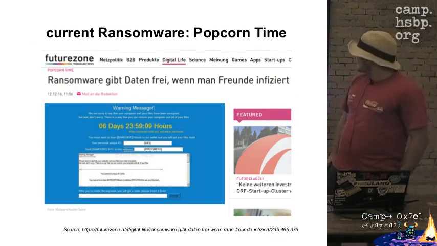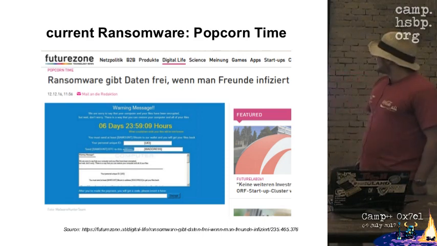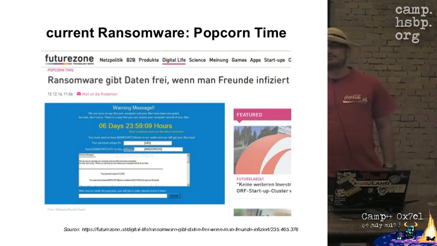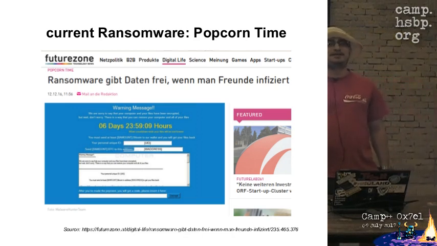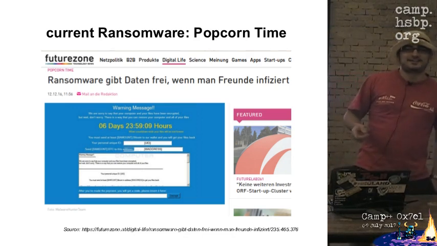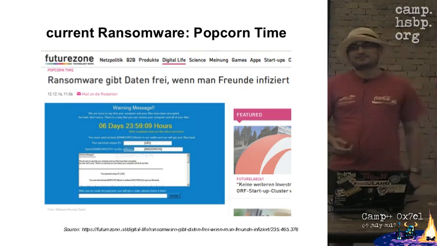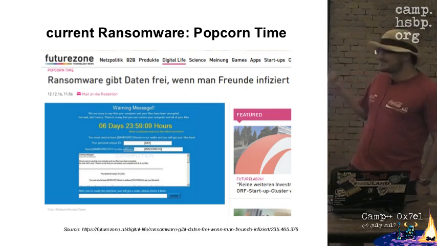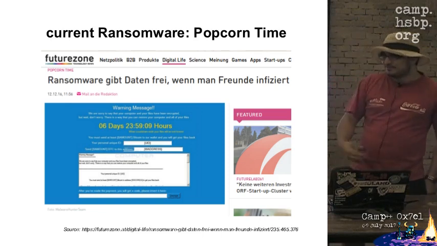Another very interesting one is Popcorn Time. This is quite interesting because when you get infected, you can choose: you can pay the ransom, or you infect two other friends of yours, and if they pay, you get your data back for free. So it's like a snowball system. It's quite nifty. They have really interesting ways to distribute ransomware.